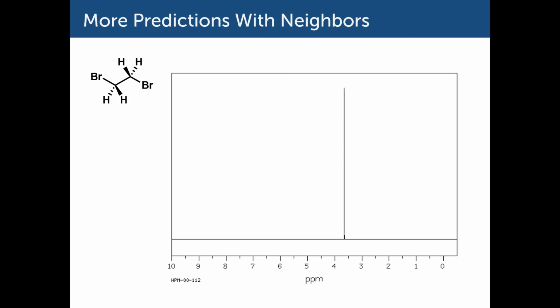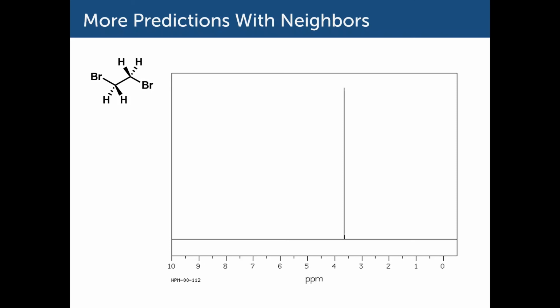But I did it to make a point, and that's that you have to be careful about assessing whether or not neighbors exist when you have equivalency that's more complicated than just being attached to the same carbon. So all 4 of these hydrogens are equivalent. And remember we said that only non-equivalent H's count as neighbors. So that means these hydrogens don't have any neighbors, at least as far as NMR is concerned. And we'll just get this one signal that's not split or coupled at all.